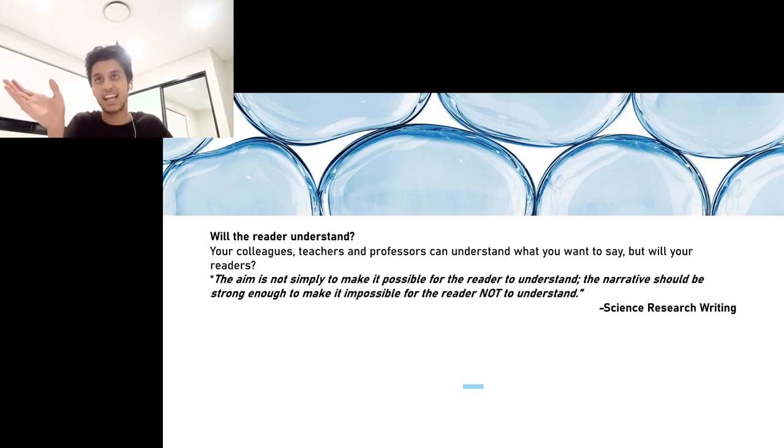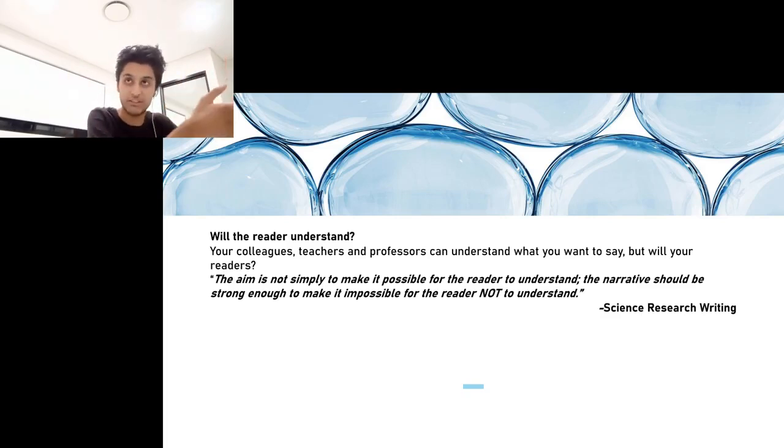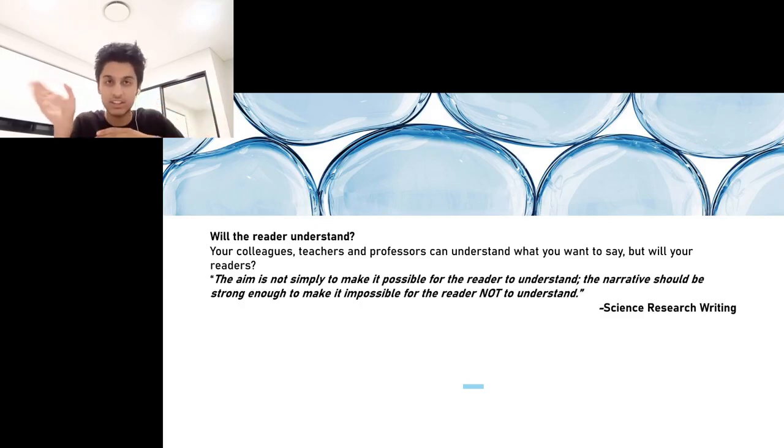So a written text is therefore not an information repository, nor is it a naturally occurring flow of words and sentences. It is an artifact created for a reader. The aim is not simply to make it possible for the reader to understand. The narrative should be strong enough to make it impossible for the reader not to understand. You don't want just a flow of words where the reader forgets what they're actually reading. You want a narrative that they can't not understand.